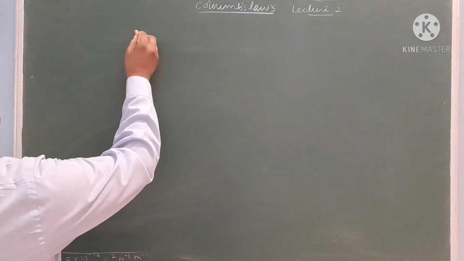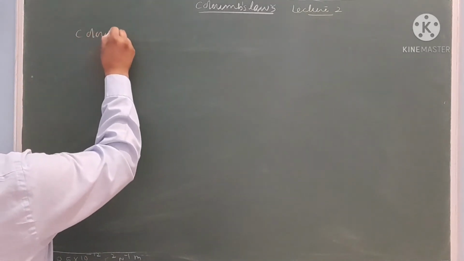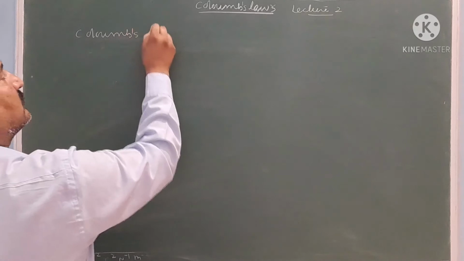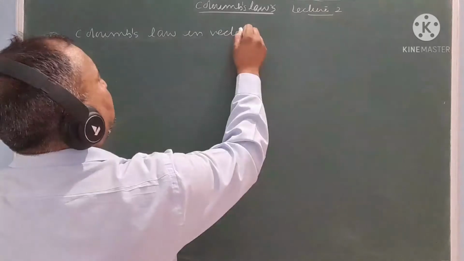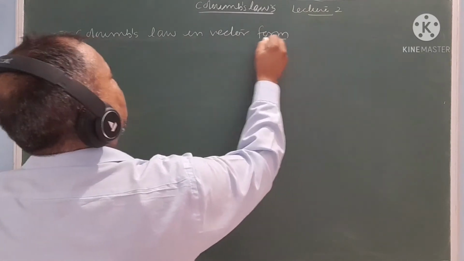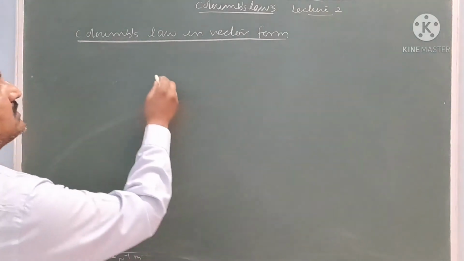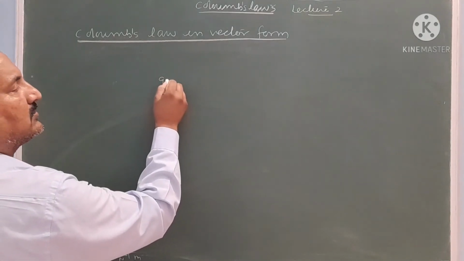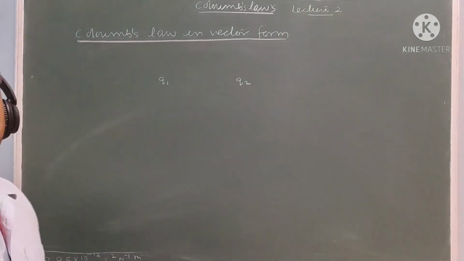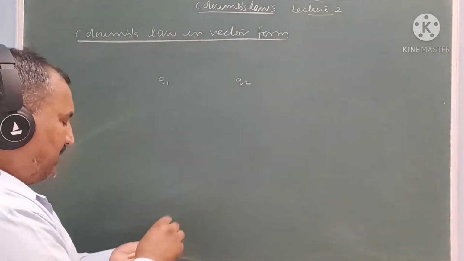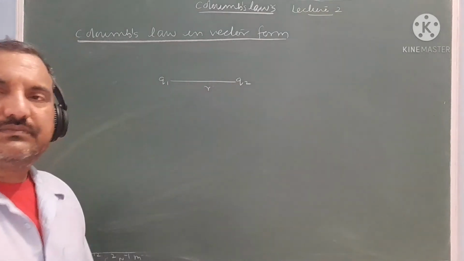This is very important. These are the two charges, Q1 and Q2, separated by a distance R.